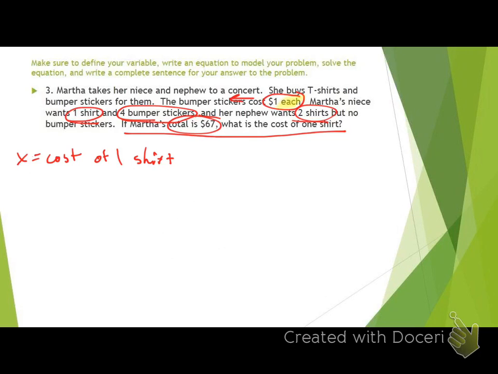Underline the question. It's asking for the cost of one shirt. So my variable X is going to be for the cost of one shirt, not the number of shirts. We know the number of shirts we got, right? All right. So everything is about cost. And Martha's total cost was $67. I circled the total there because, again, that's a word that indicates that we're going to add some stuff up and equal this number here at the end, right?